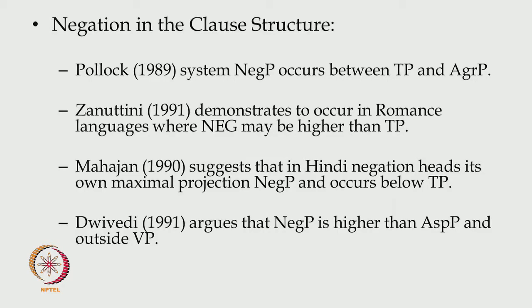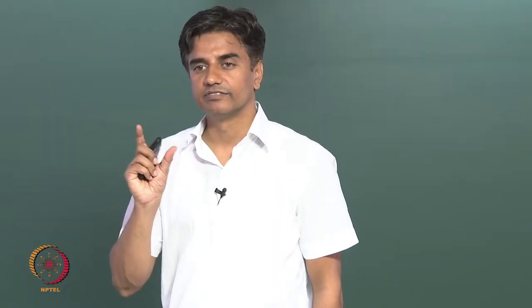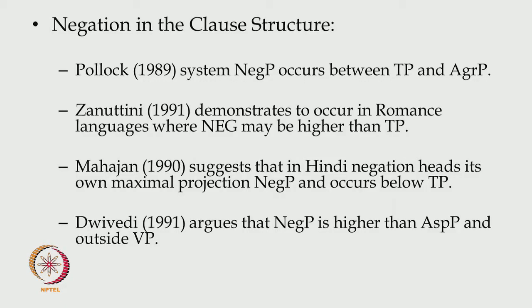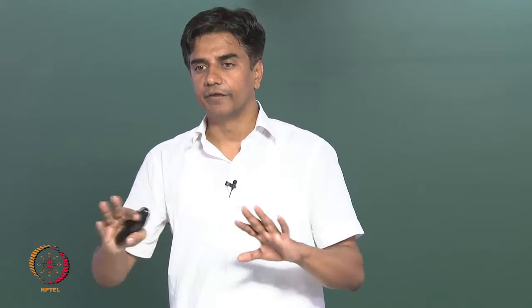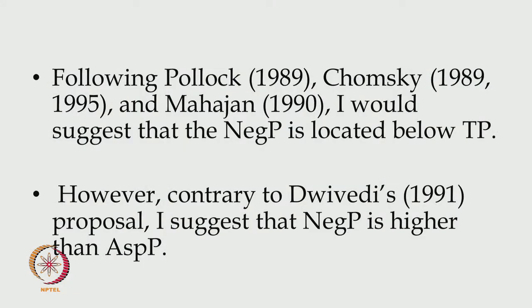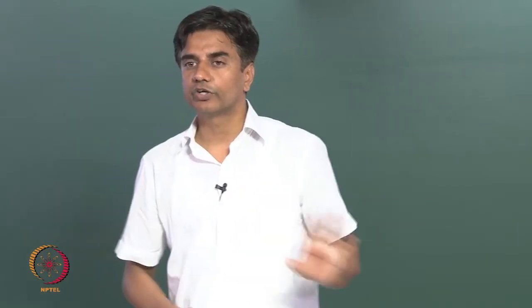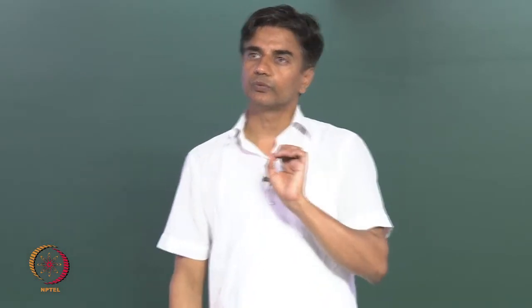Get it? Now, before we stop, I want to make one more point with this. I have already discussed this part with you. Where do negative items occur in the clause structure? There are different people, like Pollock, Zanuttini, Mahajan, Dwivedi, many people who have studied these things, and people have had different positions about the presence of negative items in the clause structure. What sounds very convincing is a combination of all that, not any one in particular. So, this is the point that I want to make to you.